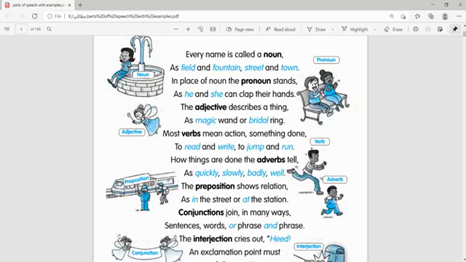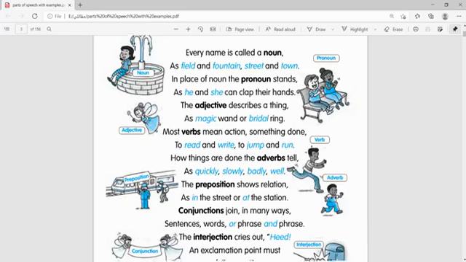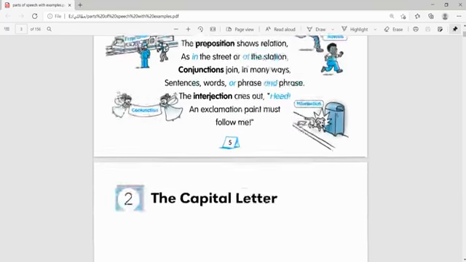Conjunctions join sentences, words or phrases. Clear? A conjunction joins two sentences: and, or. The interjection is a sudden feeling, an exclamatory feeling, an exclamatory point in parts of speech. So this is the easy and shortest way to remember parts of speech.